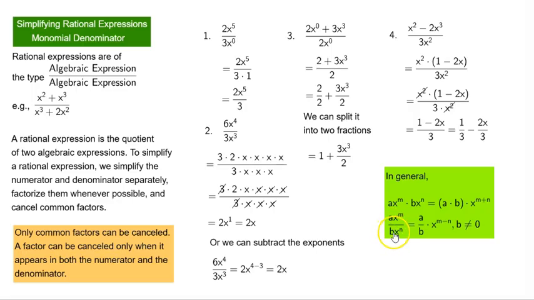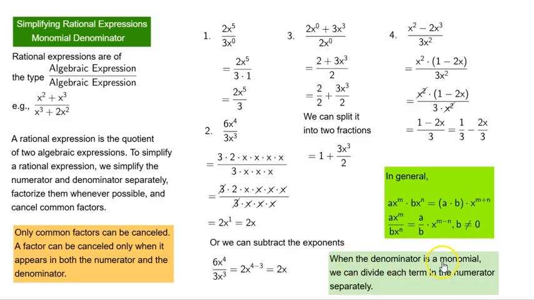In case of division, as we saw here, the coefficients divide, a divided by b, times x to the power of the exponents get subtracted, m minus n. As I mentioned before, when we are dividing, the denominator cannot be 0. So b is not equal to 0. Now, when the denominator is a monomial, we can divide each term in the numerator separately, which is what we have done in the third example and the fourth example.